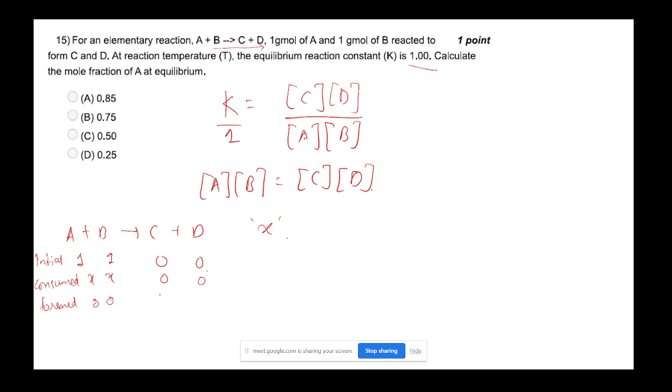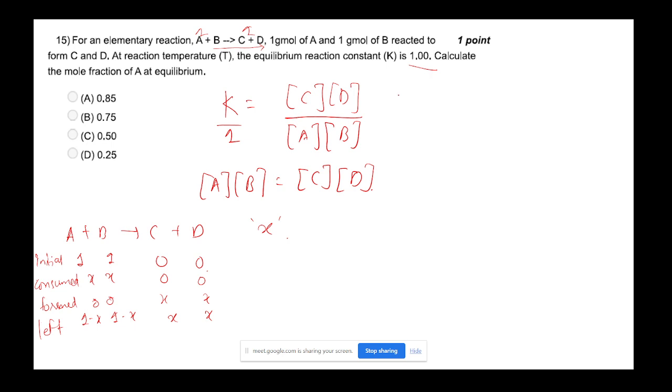0, 0, X, X. Since the stoichiometric coefficient is 1 in each and every case, it will be a similar amount of consumption and similar amount of production. So what is the amount left? It is 1 minus X, 1 minus X. This will be X, this will be X.